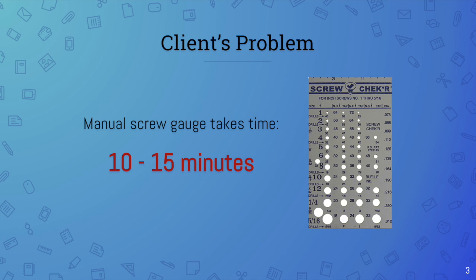The only way for them to carry out this task right now is to use a screw checker, and they need to manually put the screw in the hole to see if it actually fits, therefore to identify the thread size and thread type of the screw. And this can take, on average, 10 to 15 minutes to do. This is a huge amount of time our clients cannot really afford to waste.